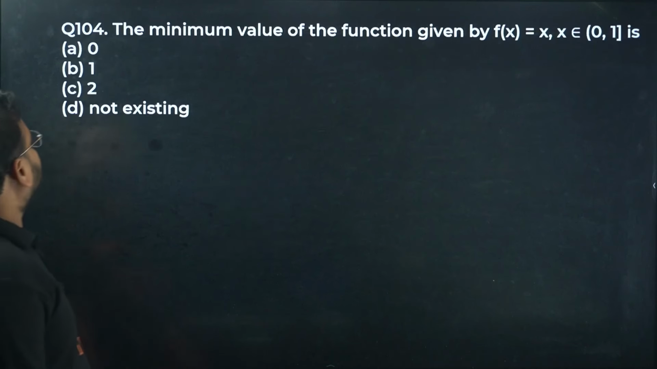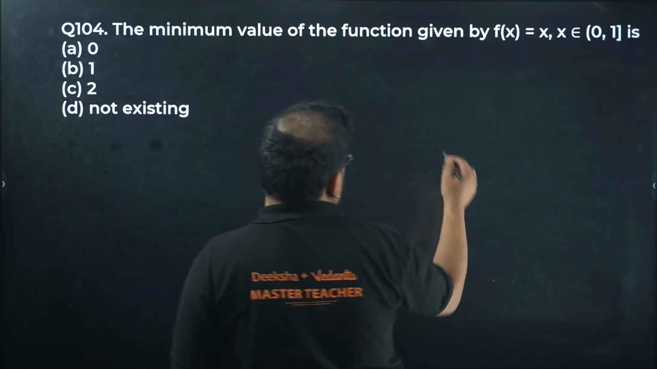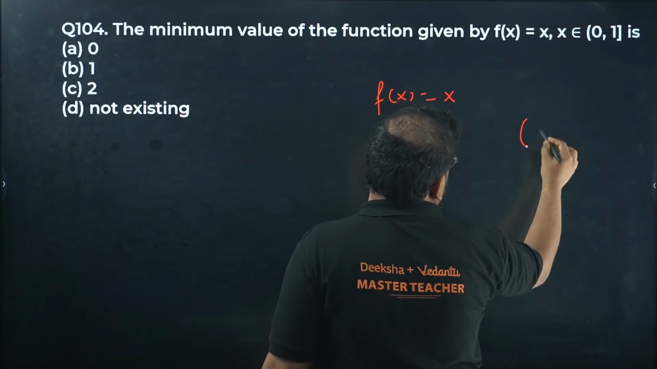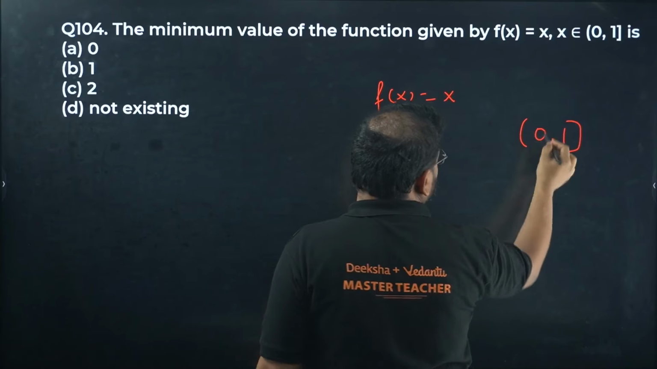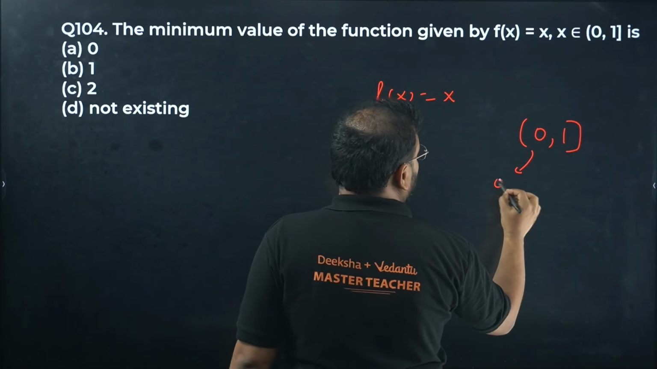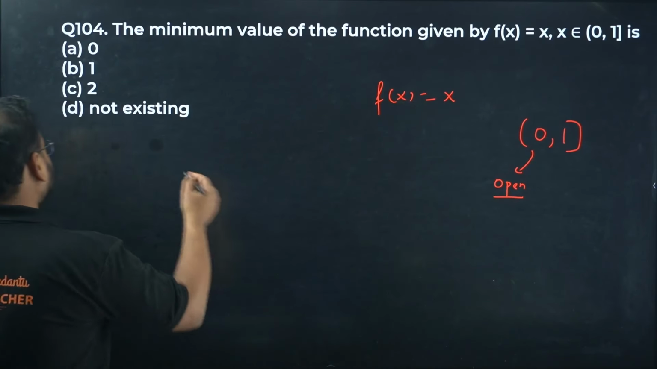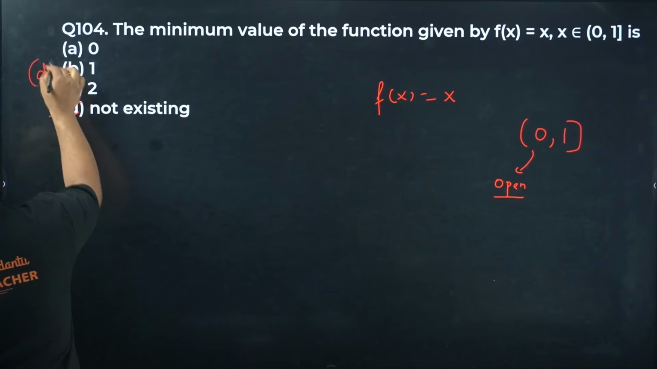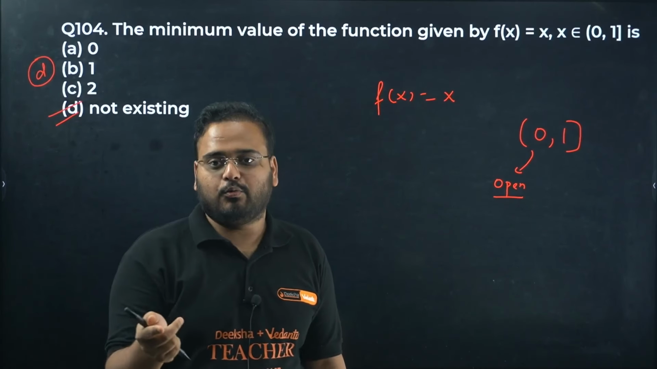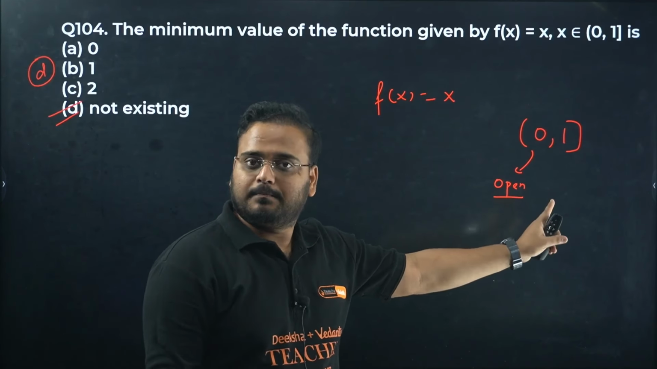Okay. Then the minimum value of the function given by f of x. Check 0 to 1. But 0 is open, not closed. So there is no minimum value actually. It does not exist. It's a very simple question to trick you. It does not exist, because if the 0 was closed, then you'd say the minimum is 0. Otherwise, no.